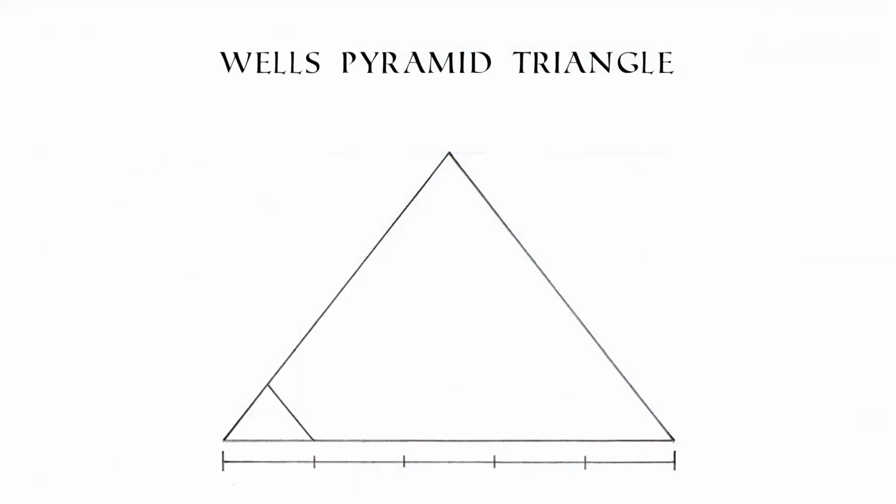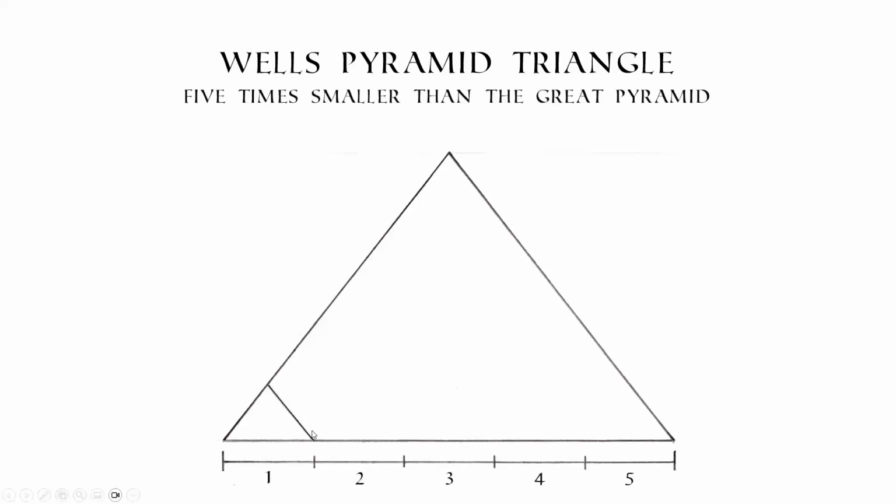Now, the other thing about this pyramid triangle that's used in the design of Wells Cathedral is that it has a very simple fractional relationship with the size of the Great Pyramid. So if we think of this triangle before us here as being the cross section of the Great Pyramid, if we divide that baseline by 5, then this one here is effectively the triangle that's used in that master diagram at Wells Cathedral.